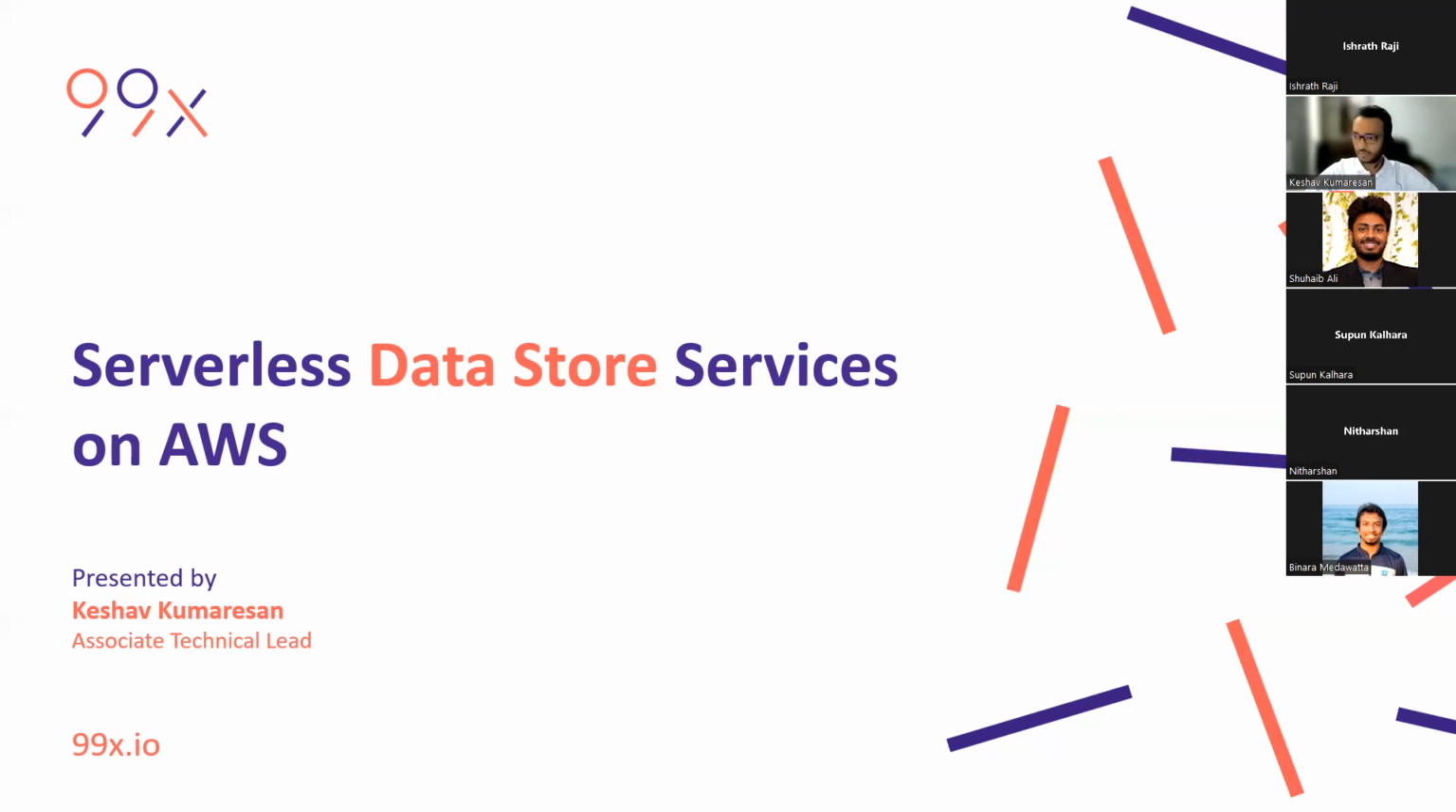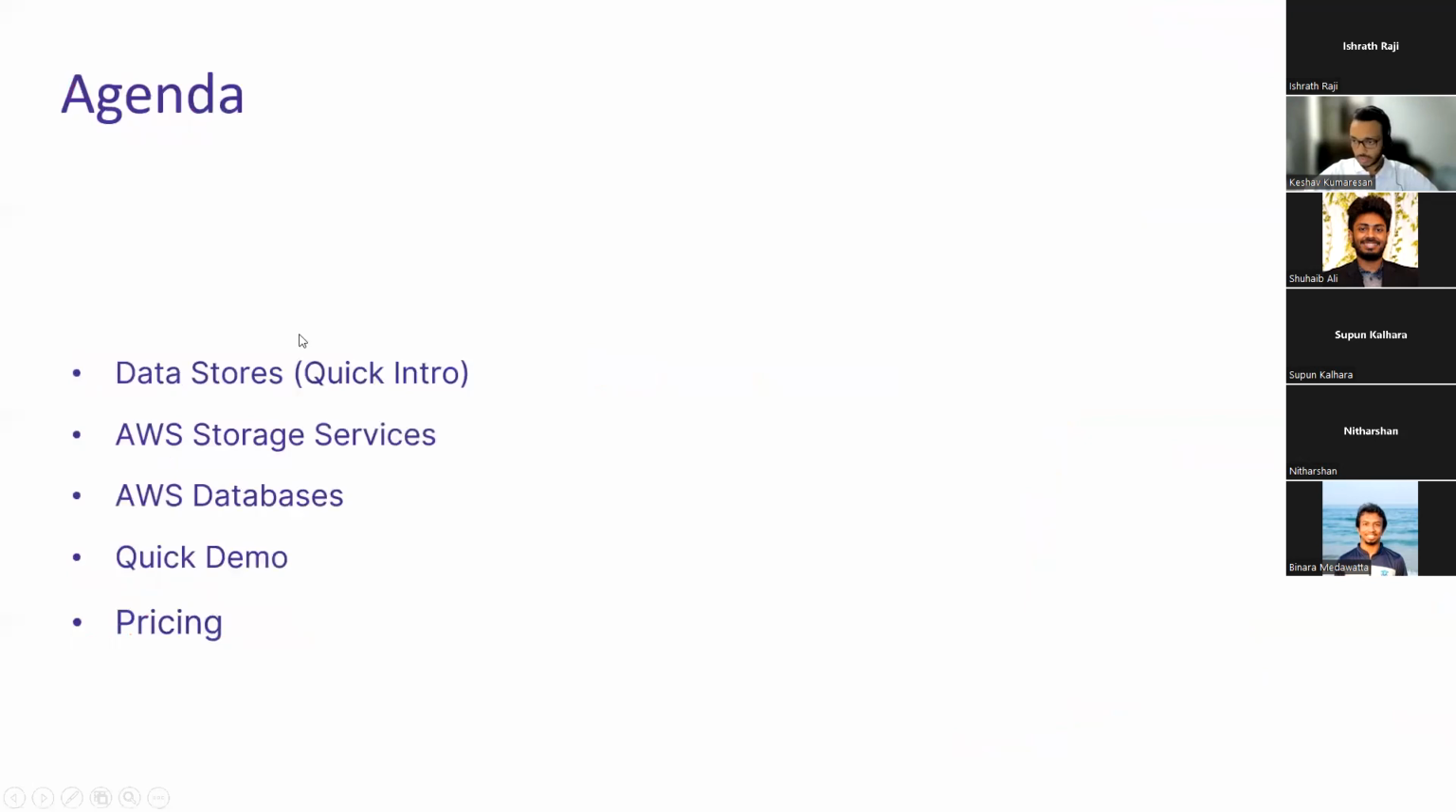So if you just look at the brief agenda, first I will talk a little bit about what data stores are and what the differences are between storage services and databases in AWS, just to clear out some of the terminologies. I'm sure most of you already know, but since it's a beginner-friendly session, I wanted to cover all the terms first before we dive deep into it.